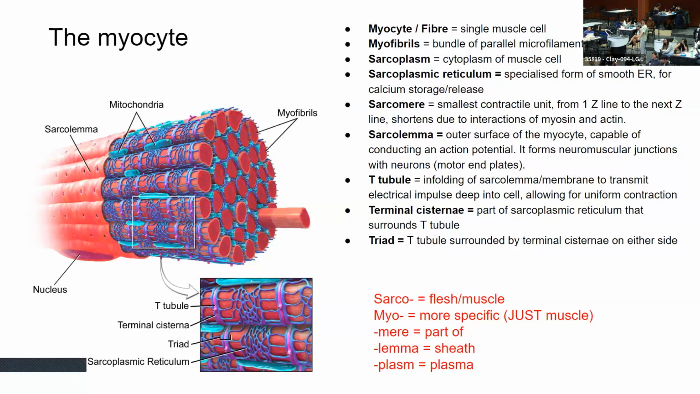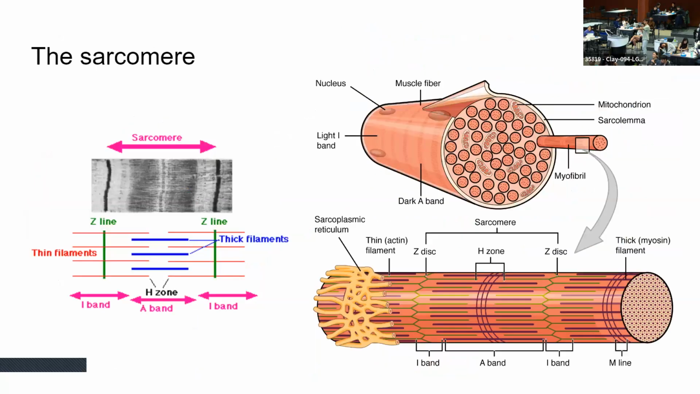You've got the terminal cisternae, which is the part of the sarcoplasmic reticulum that surrounds the T tubule, and the triad, which is a T tubule and two aspects of the terminal cisternae on either side of this. So you've got some general keywords down at the bottom, breaking down each of them for you. Now with the sarcomere, it is pretty important to know. I'd say it's definitely one of the more high yield topics. So just breaking it down a little bit.